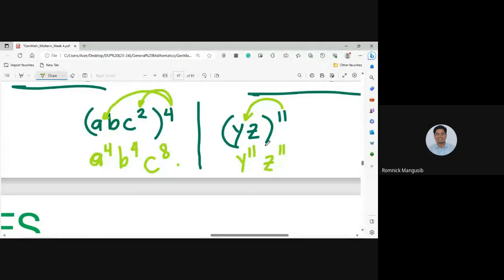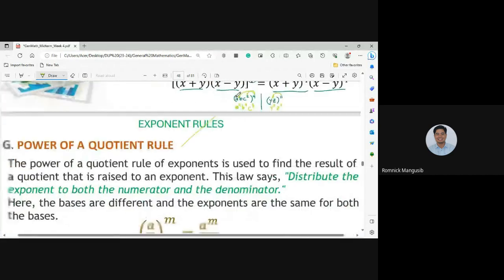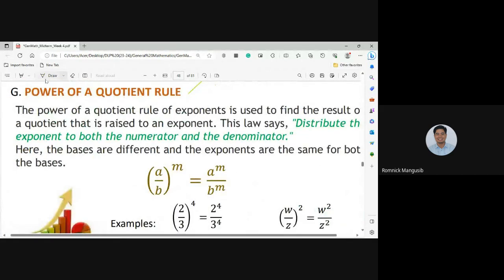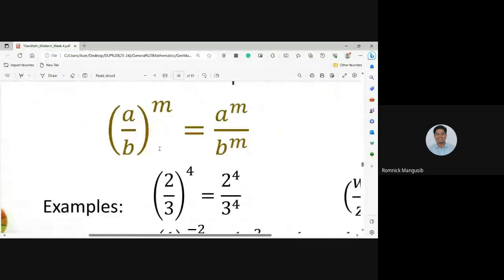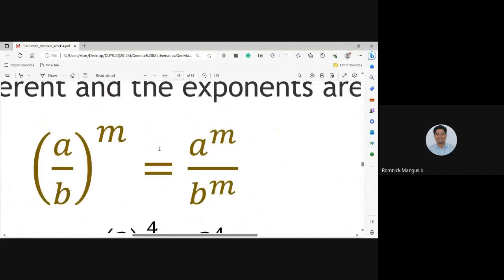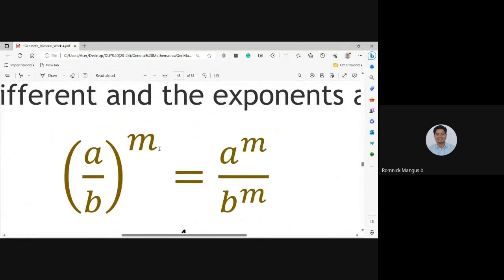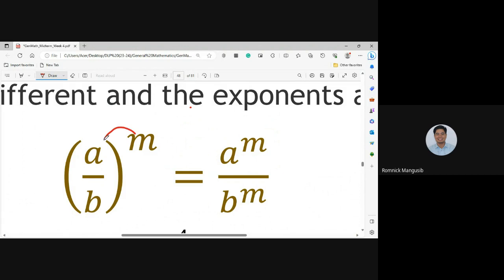Okay? Now let's move to the next, because I saw that your answers were good. We have the power of a quotient. Power of a quotient. So, look at this. This one, class, is almost the same as the earlier one where you distributed the exponent. But in this case, you're going to distribute the exponent to the numerator and then to the denominator. That's why it looks like this.